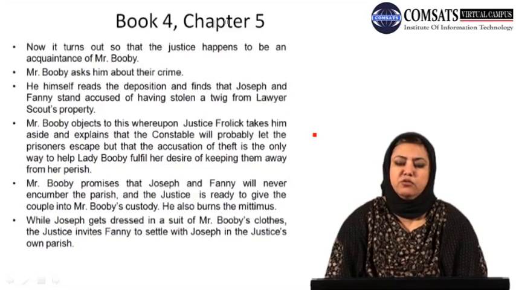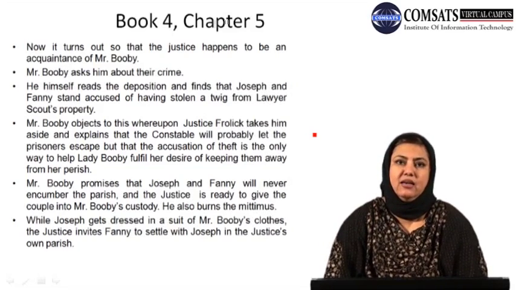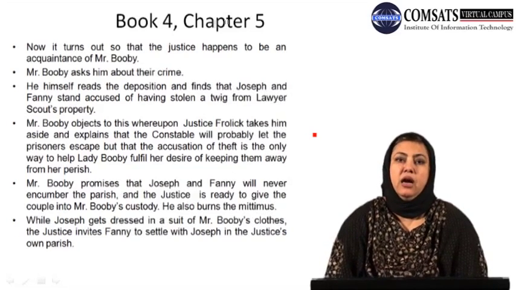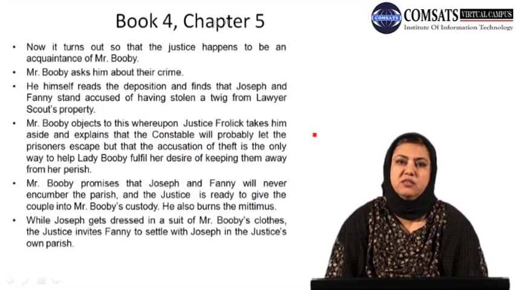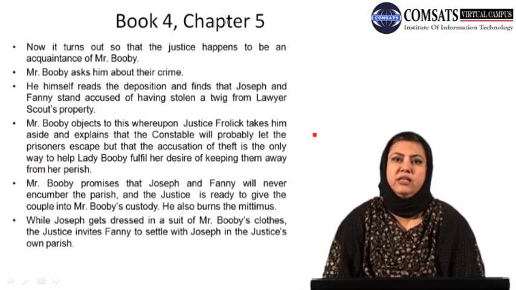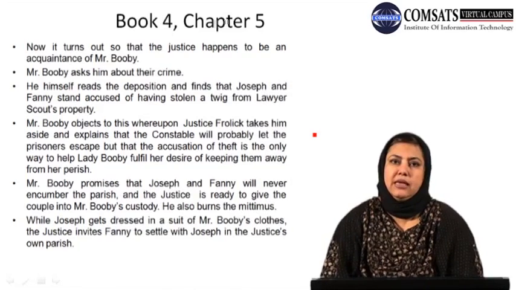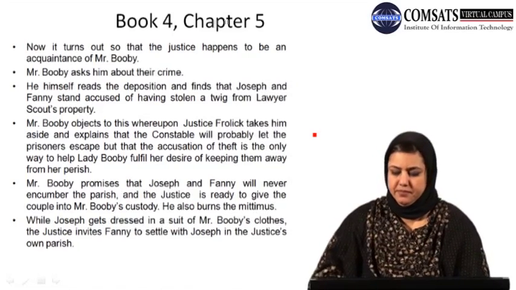While Joseph gets dressed in a suit of Mr. Booby's clothes, the justice invites Fanny to settle with Joseph in the justice's own parish. And we can clearly notice that the justice is doing this to please Mr. Booby. This is not a favor that is done to Joseph or Fanny out of any goodness of heart or as a practice of virtue. Rather, this is done to please Mr. Booby, and it is for very, very selfish ends. At some other time point, maybe he would be gaining something back from Mr. Booby as a favor.